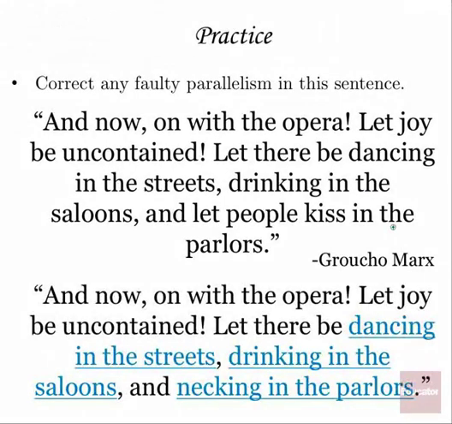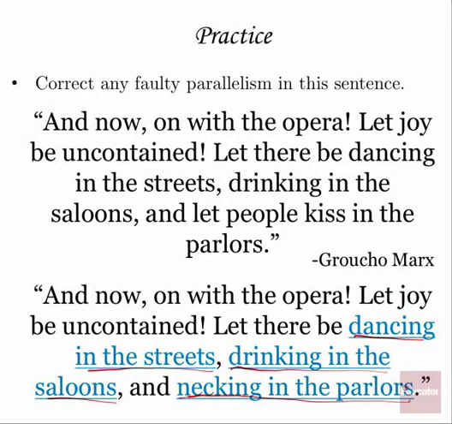And here's the original line, which was parallel, which is why so many people remember it. "And now on with the opera. Let joy be uncontained. Let there be dancing in the streets," participle plus prepositional phrase, "drinking in the saloons," participle plus prepositional phrase, "and necking," which is an old word for kissing, "in the parlors." Once again, we have parallel structure, and it becomes a much clearer and more memorable and funnier line. Dancing in the streets, drinking in the saloons, and necking in the parlors.